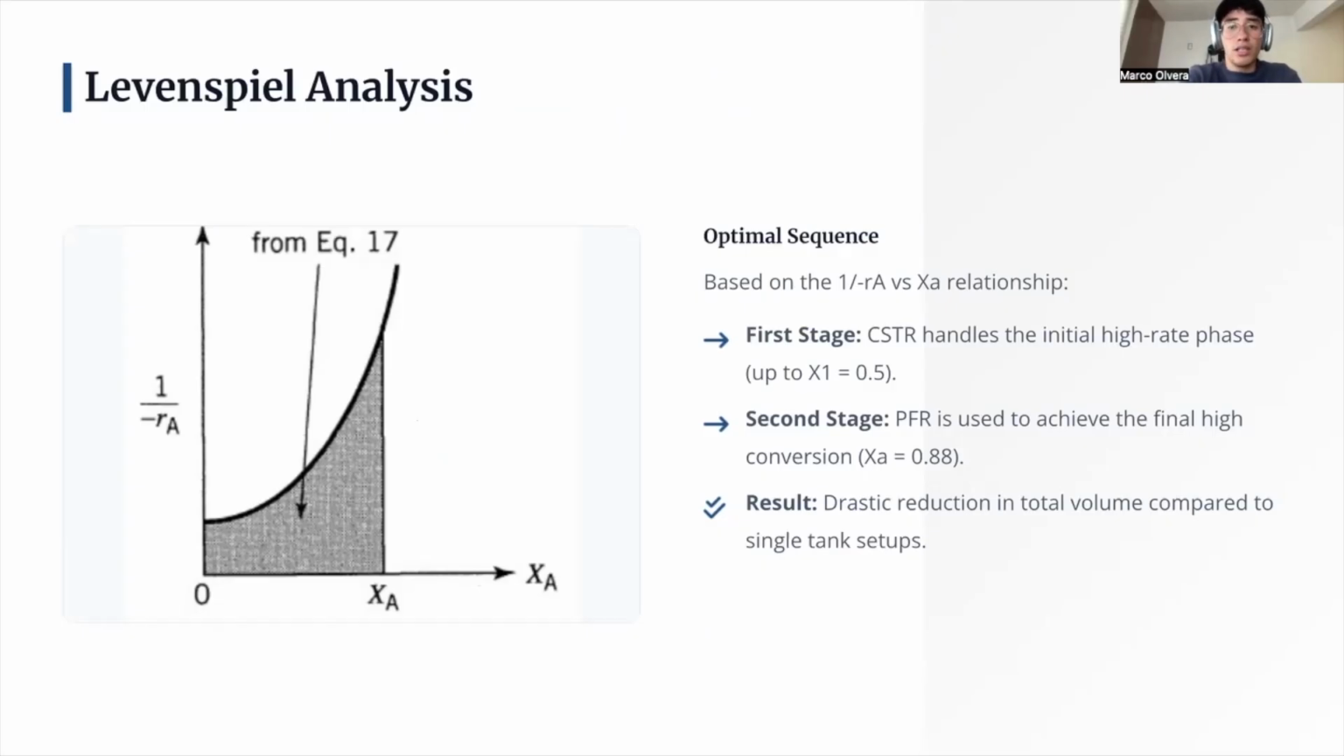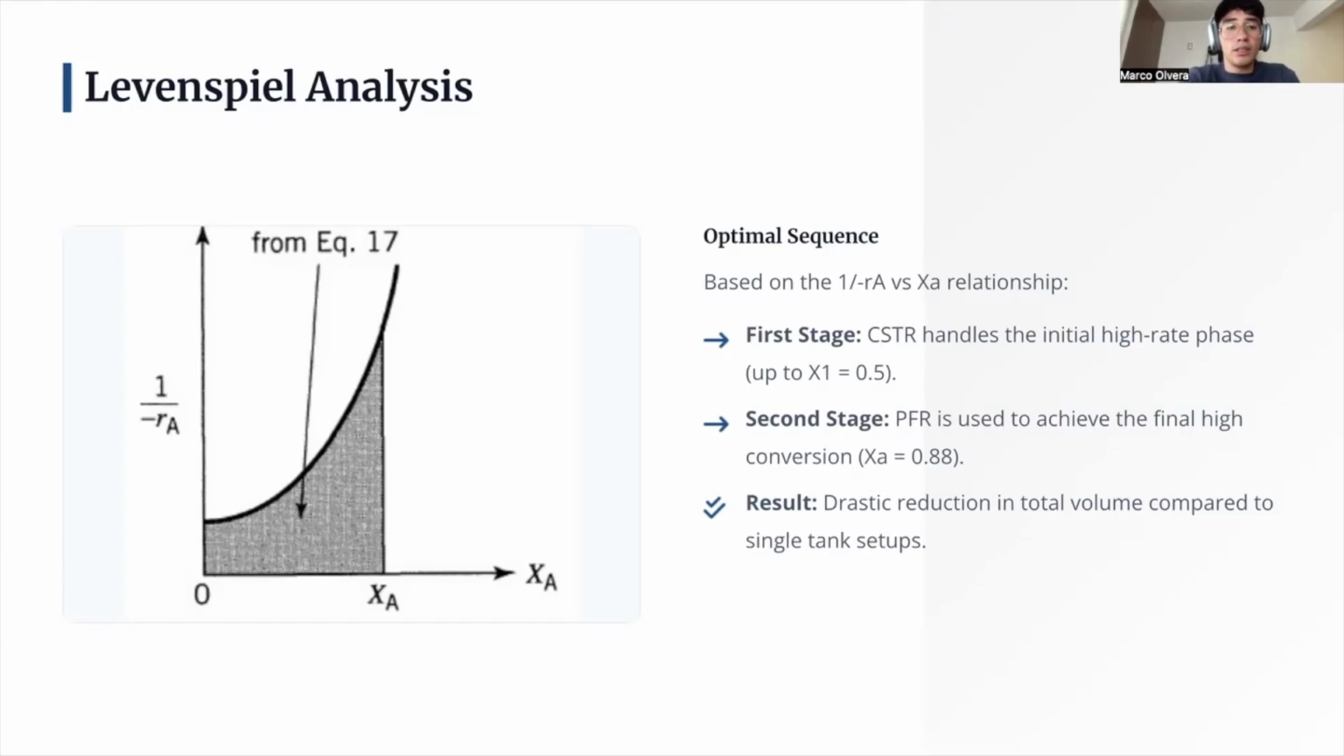The first stage is a CSTR that handles the initial high rate phase up to X1 equals 0.5. This value is arbitrary and it could be set to more, but I figured it out at the end of the calculations, and it could be changed, and the change would lead into a better process. And then the second stage is a PFR.